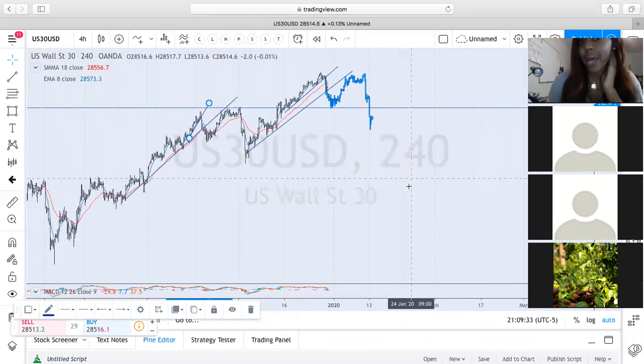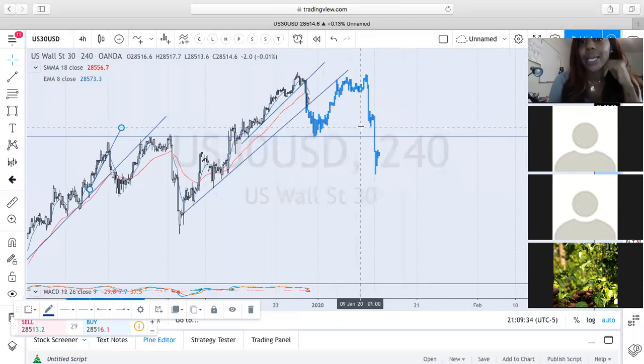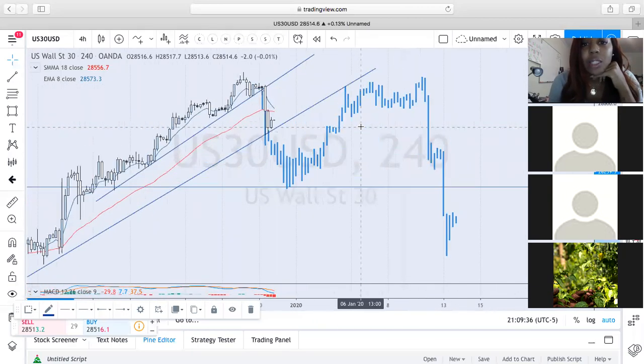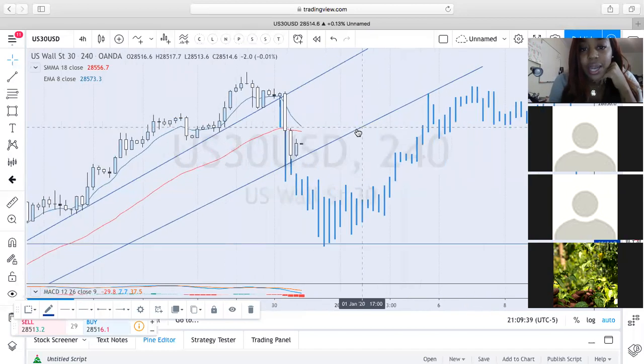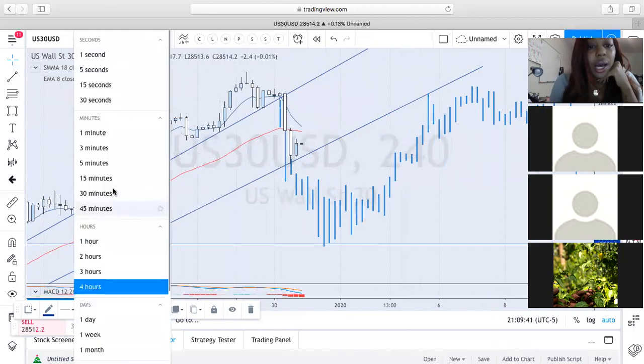So this is my bias, honestly. Also just looking at where structure is and how structure is forming.